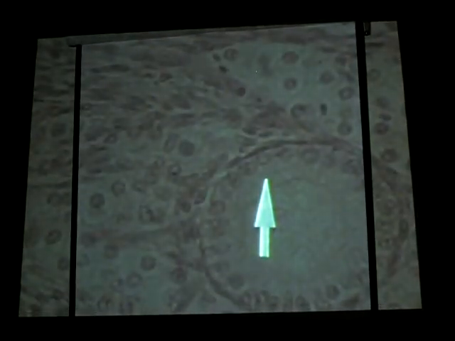Alright, so once we have ovulation, the egg is released. Your granulosa cells are going to remain, as well as your theca cells, and they form a structure that's known as your corpus luteum. That literally means yellow body, as when you cut it in a dissection, it looks yellow. So this huge structure here is actually the corpus luteum.